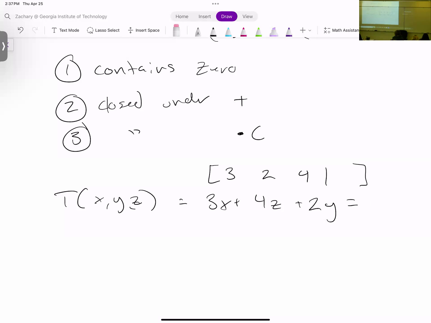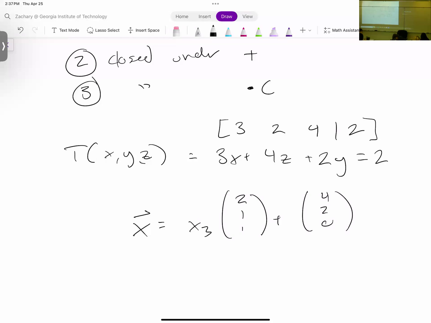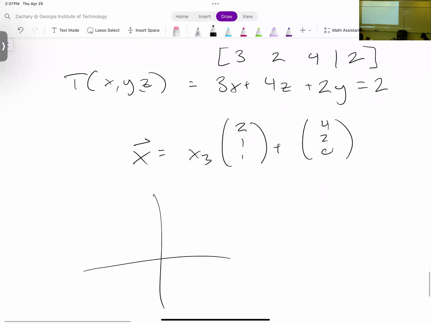If we're solving an inhomogeneous system where this is 2 and this is 2, what kind of space is this? Nope. It's just a solution set to an inhomogeneous system. Okay. So when we solved these sorts of things before, we get x vector equals x3, 2, 1, 1 plus 4, 2, 0, right? And when we would graph the null space, it would always start at the origin and make a line, right? What would an inhomogeneous solution look like with respect to this line?